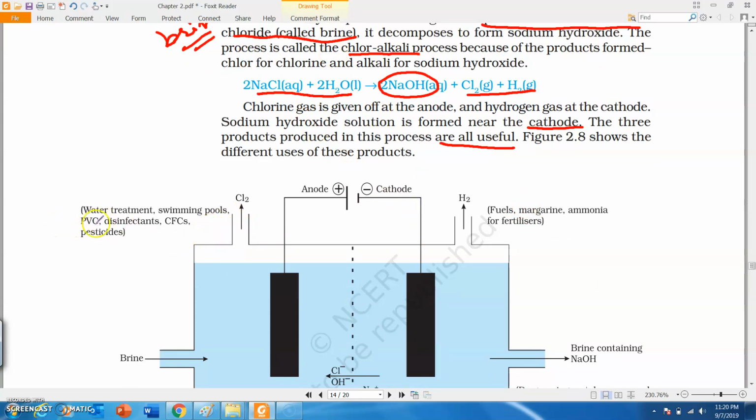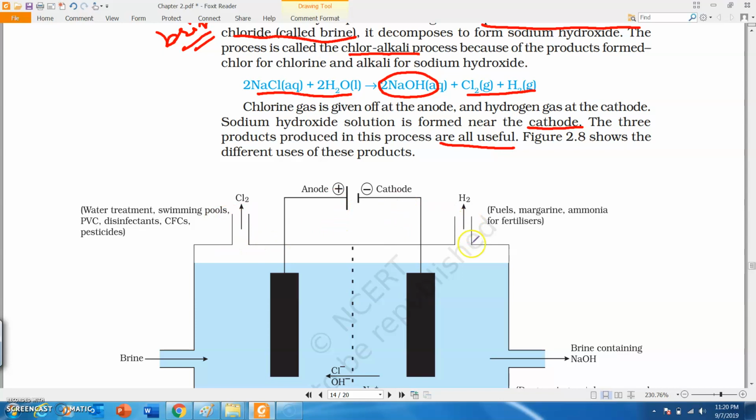According to this diagram, when the electrolysis is done, chlorine is liberated from this side. This chlorine is used for water treatment, swimming pools, PVC, disinfectants, CFCs and pesticides. It is used in all of these: to clean swimming pools, to purify water, and for PVC, polyvinyl chloride, for CFCs and for pesticides. This is on the anode side.